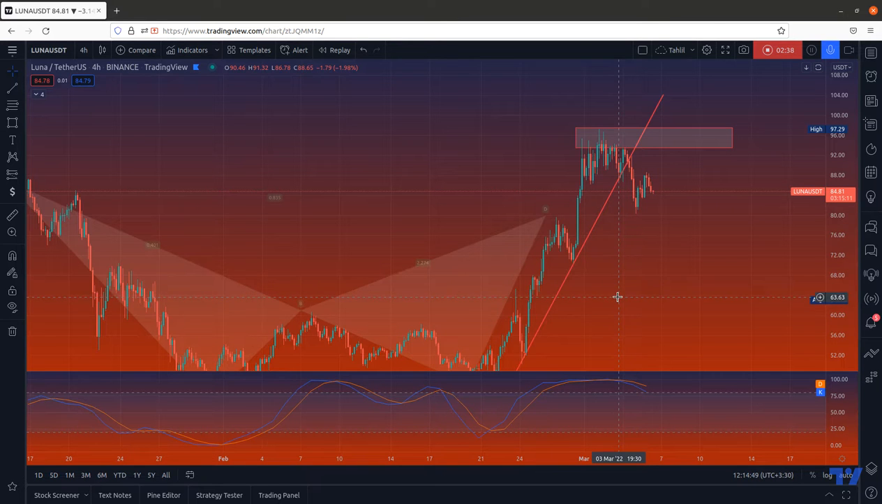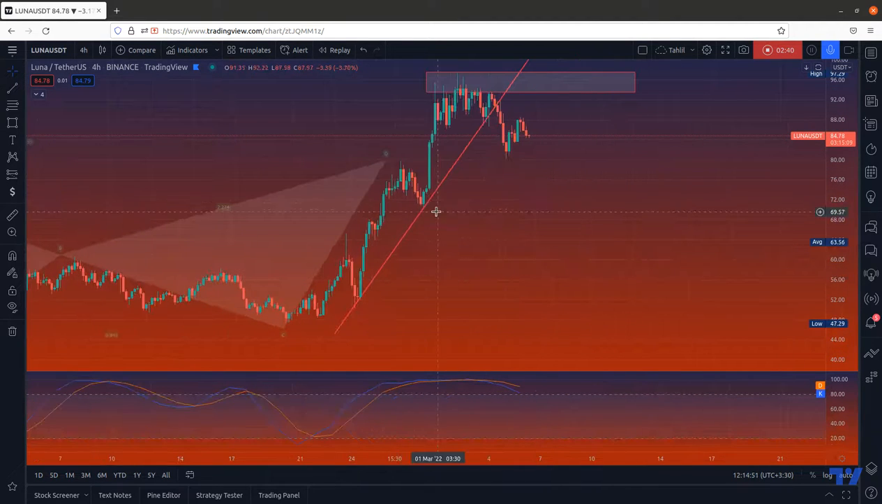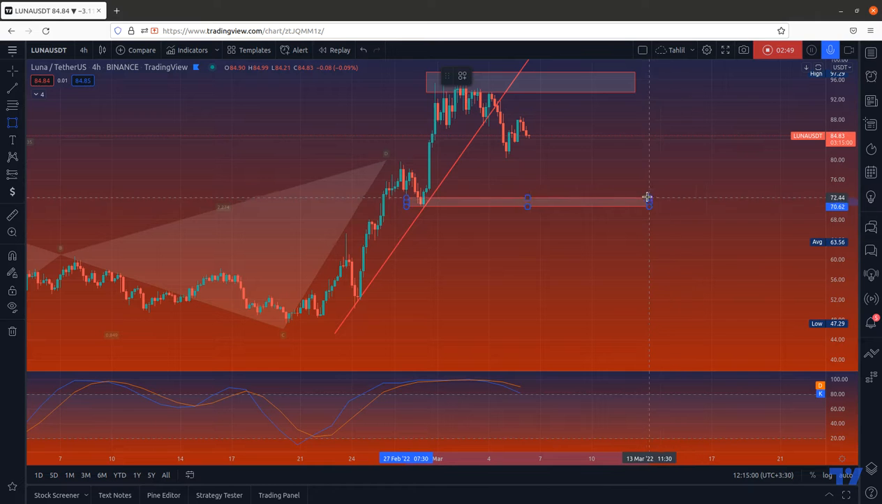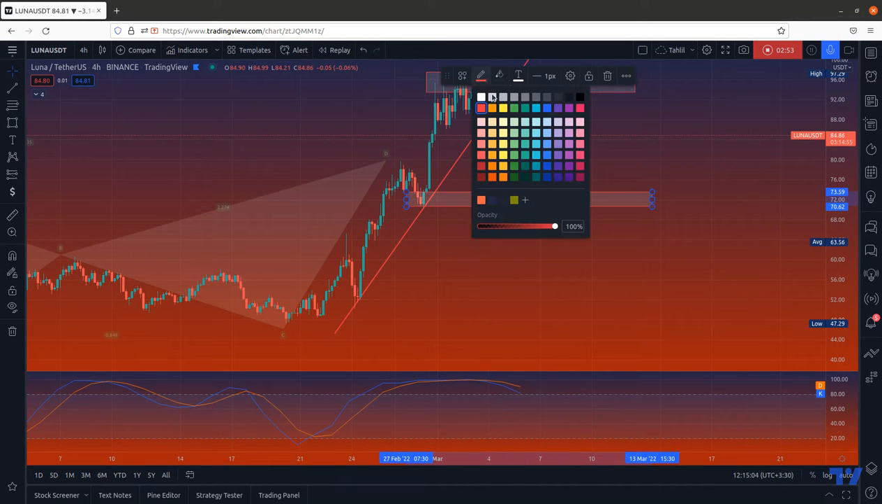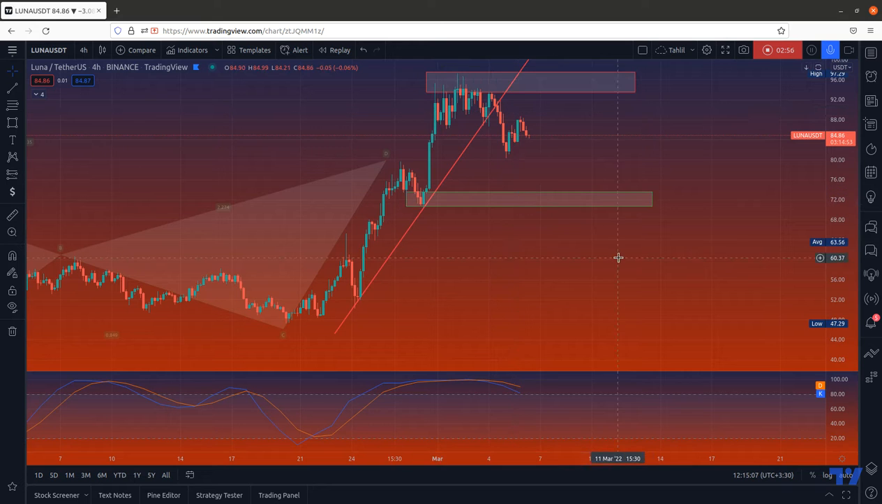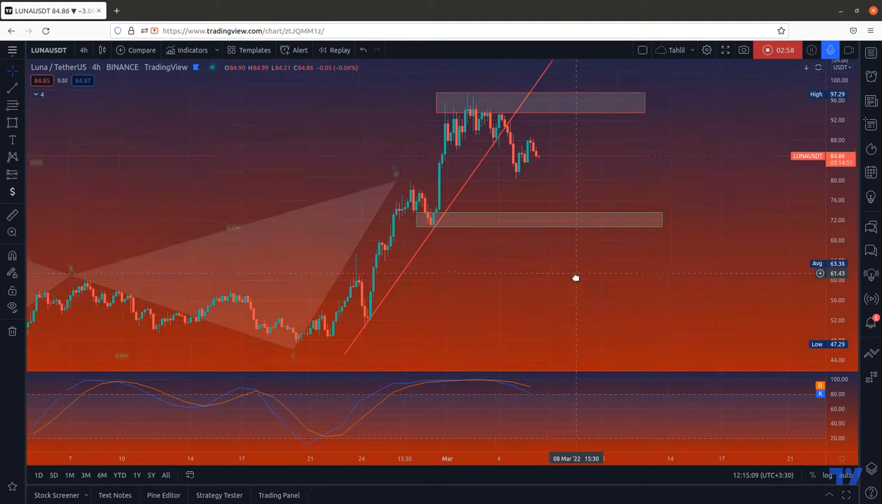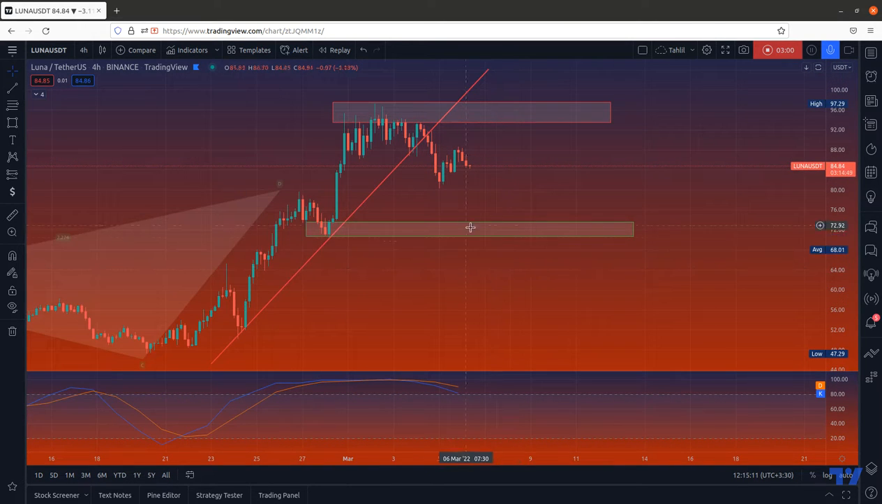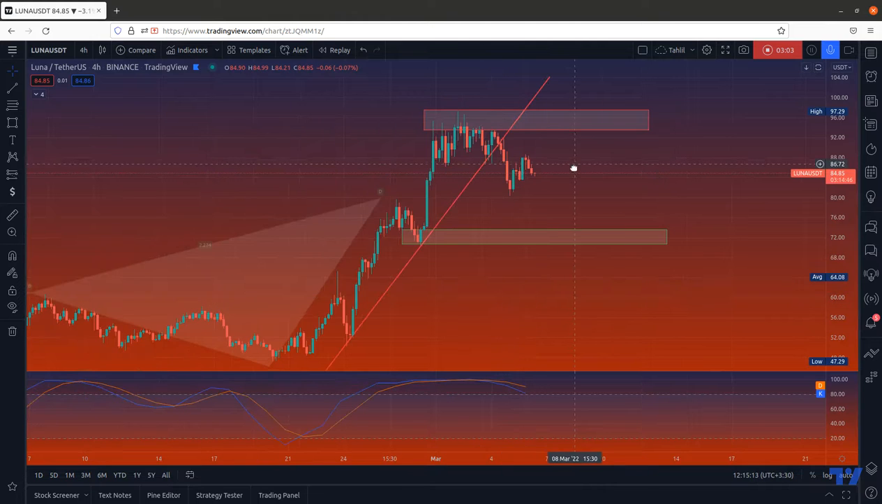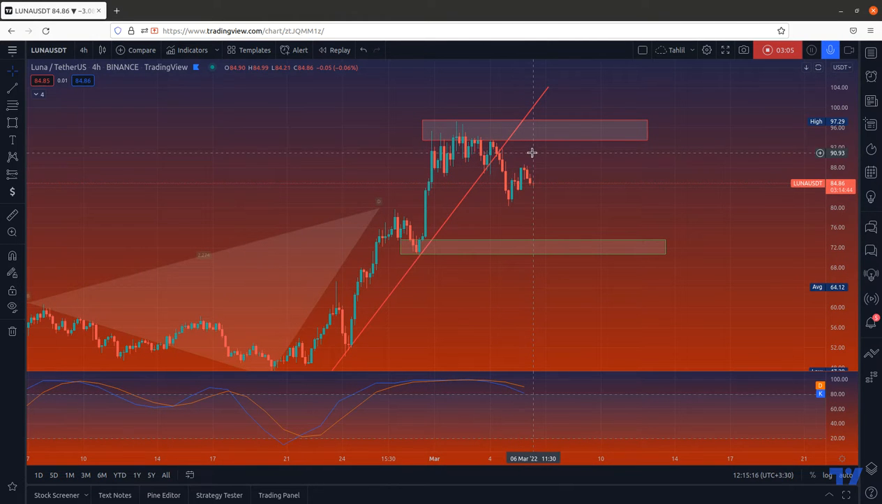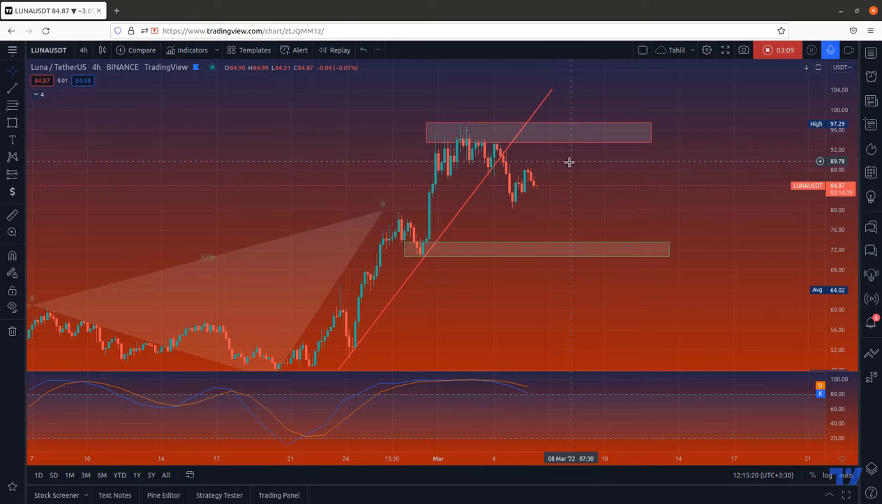The first support we have in mind for the price would be this area. If we want to draw it, it will be considered a support zone for the price. This would be the first support zone on the way down. We expect it to come down to this zone, but before that, it is very likely for the price to make a pullback to this area and then come down.